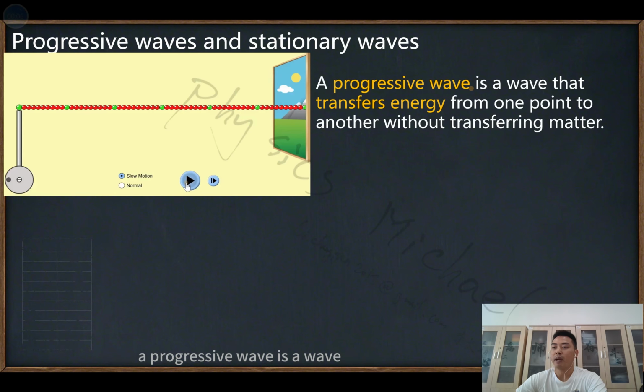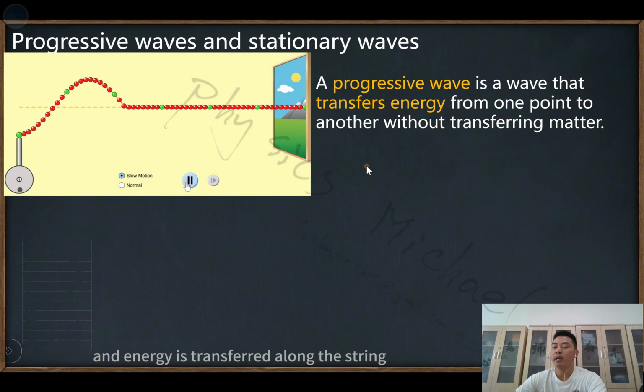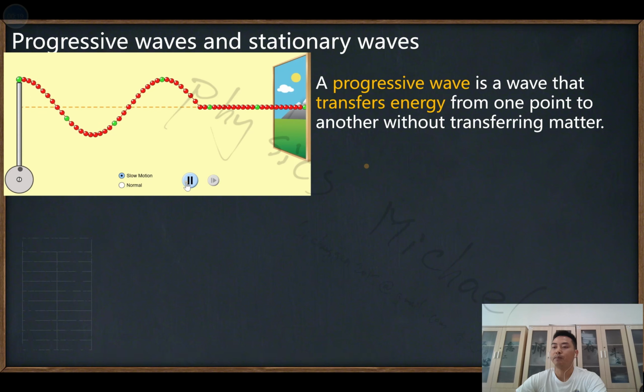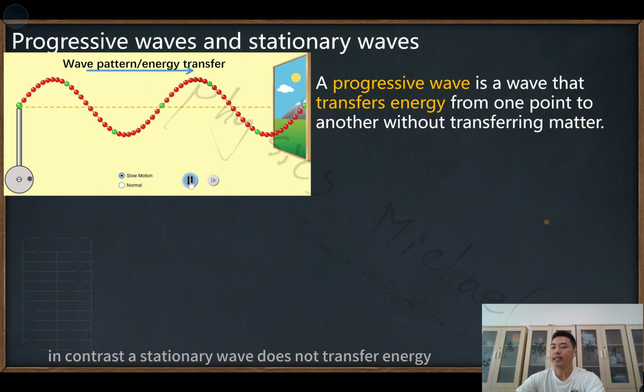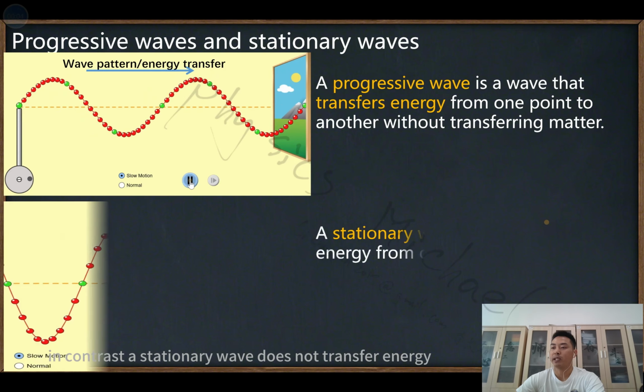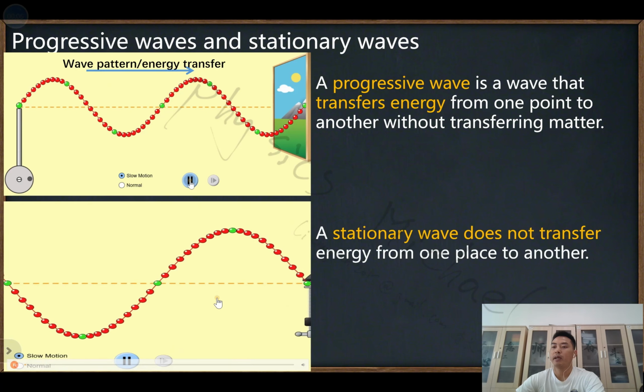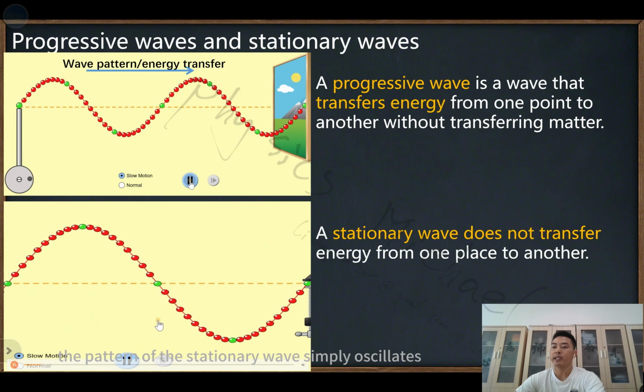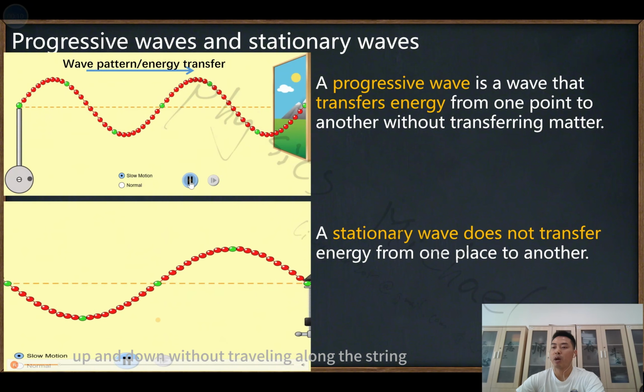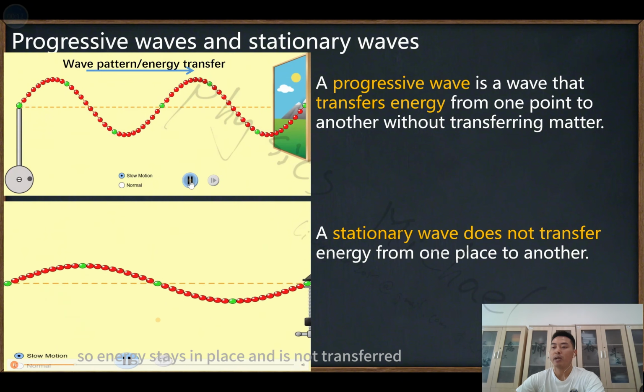A frequency wave is a wave that transfers energy from one point to another without moving any matter, just like the wave on the string shown in the animation. The wave pattern moves to the right, and energy is transferred along the string. In contrast, a stationary wave does not transfer energy. As shown in the animation, the pattern of the stationary wave simply oscillates up and down without traveling along the string. So energy stays in place and is not transferred.